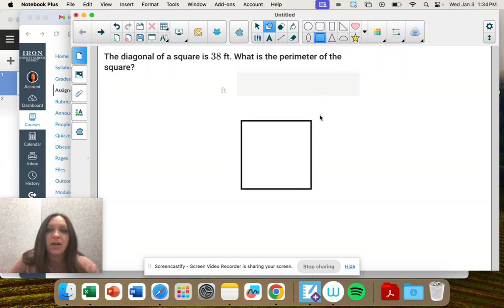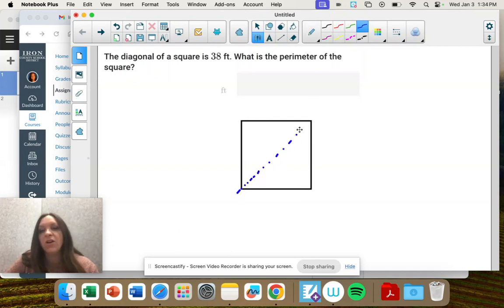We start with a square, and then we do this. We cut it along the diagonal, is what we call that. And what we do is we create this right triangle that's 45, 45, 90.